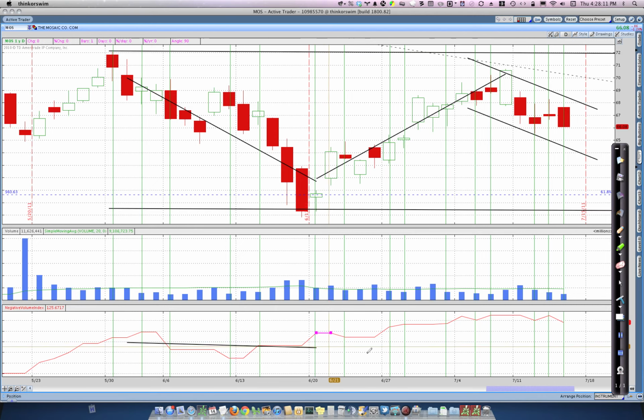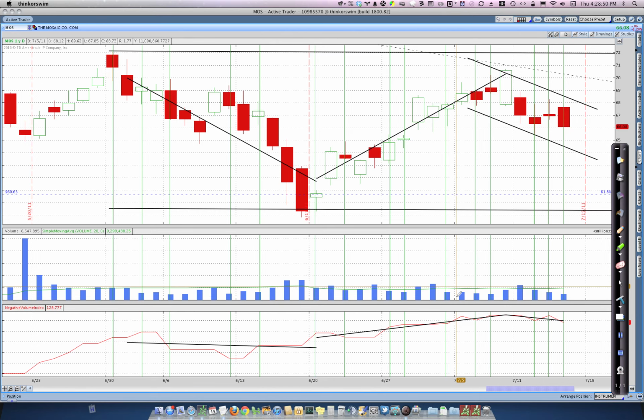And now in this pennant formation, what do we have here? We have slightly decreasing negative volume index, but not at an alarming rate. So this shows that there's still continued strength in Mosaic, and we do have accumulation in the stock on those smart money days. Remember that the index does not move on up volume days. The index only moves down or up when the candle of that day is lower than the preceding day.